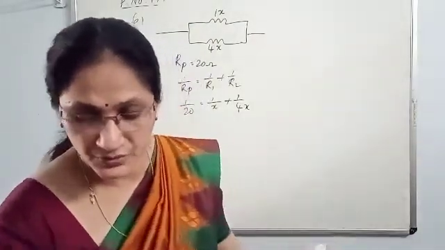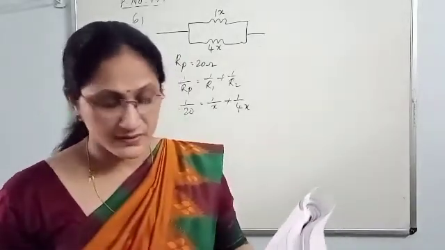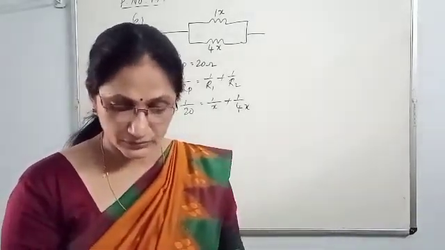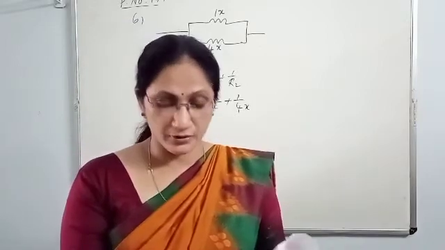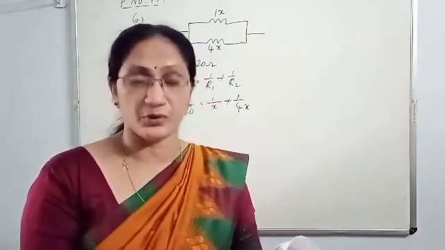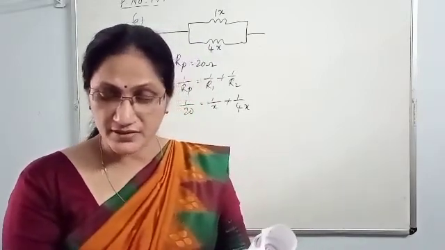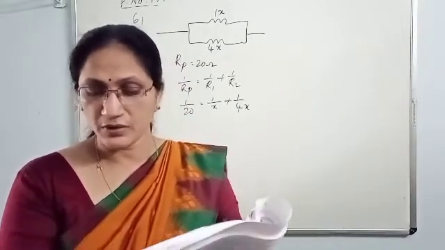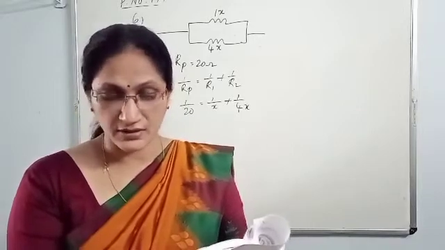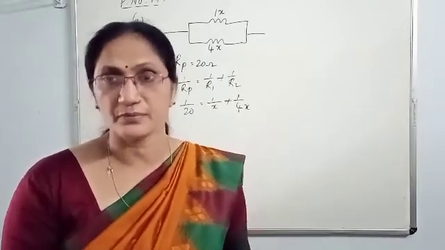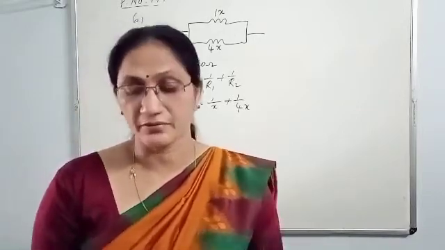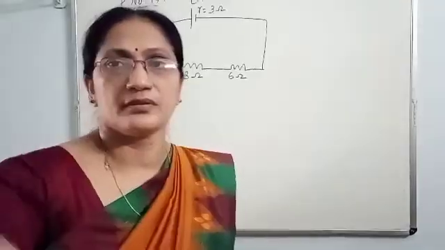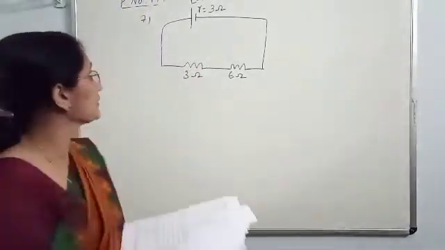Now, next question. Question number 7. A battery of EMF 15 volt and internal resistance 3 ohm is connected to two resistors 3 ohm and 6 ohm in series. Find the current drawn from the battery. Let me make the diagram first. This is the diagram for the question.